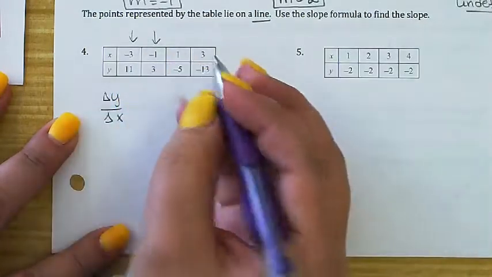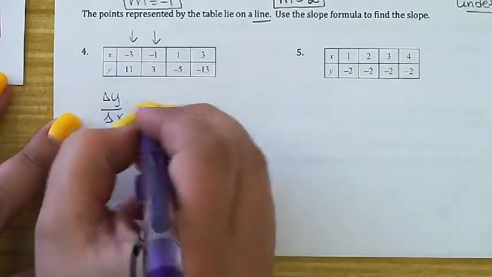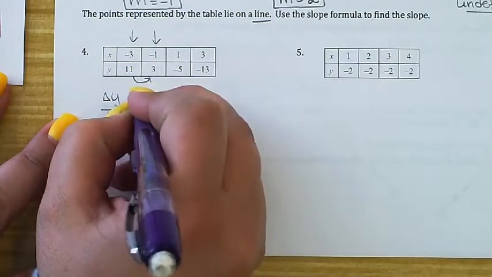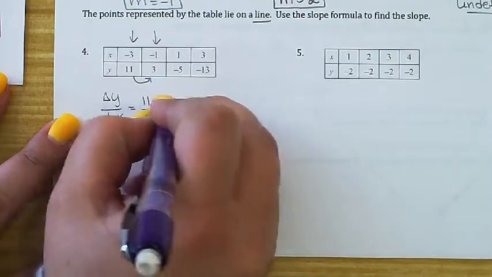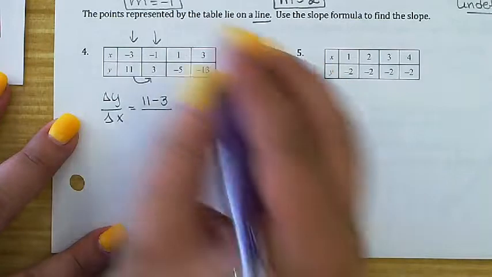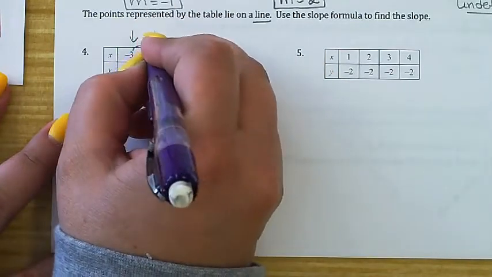So we want to just pick one of these as our y2, y1. Basically find the difference. So if I find the difference here in my y values from 11 to 3, okay, and if I go in that direction, if I start with the 11, then what's really important is that I start with the same number on my x's.